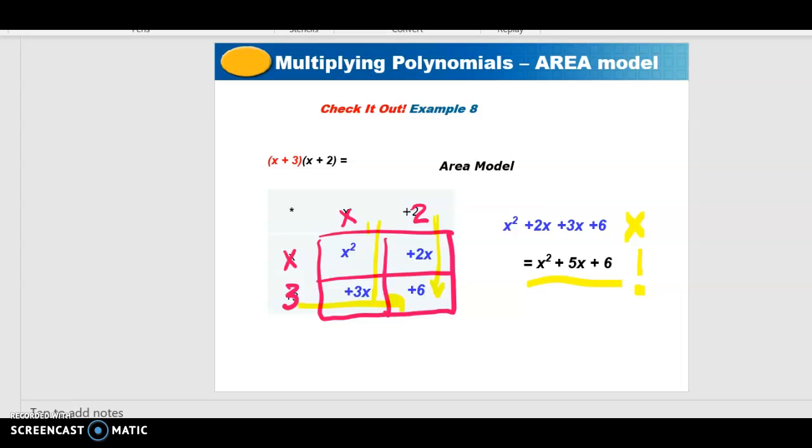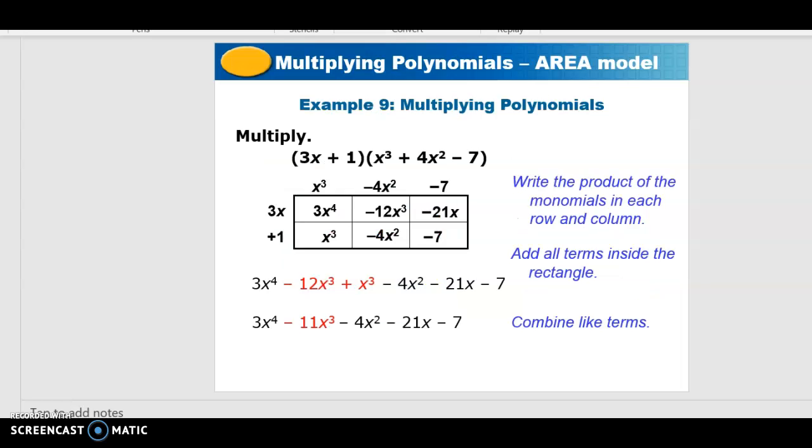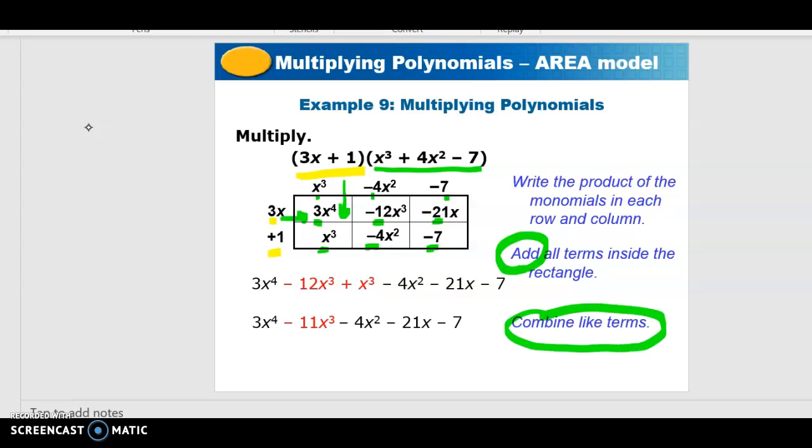Let's take a look at this last slide. I'm not doing it for you, you're just watching. But I want you to notice how it was set up. This one is lined up here and here. This one is lined up here, here, and here. Each of these terms inside is the product of bringing something down and something over. We add them all, and then we combine like terms to get our answer. Foolproof.